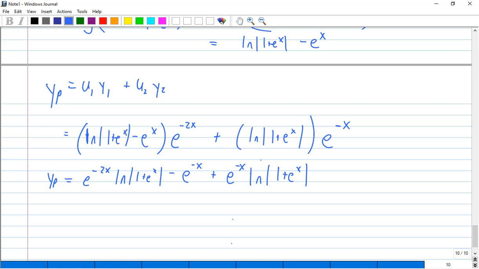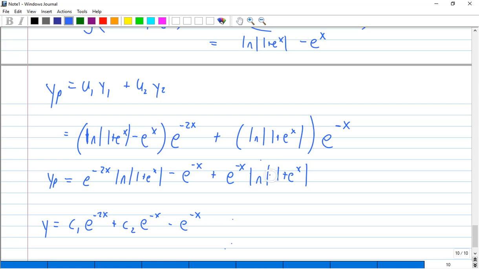So then you just put in our y sub c, and your solution would be c sub 1 e to the negative 2x plus c sub 2 e to the negative x plus the particular solution. I don't think there's a way to simplify any of that. You might be able to factor a like term out. The only thing I could think of would be to write this term first. So that would be just minus e to the negative x.